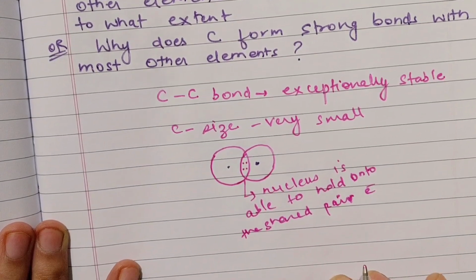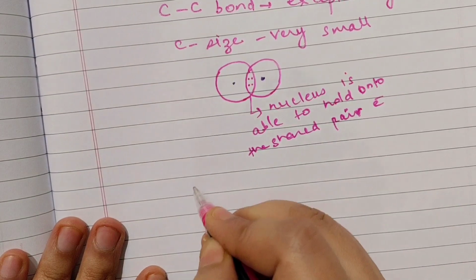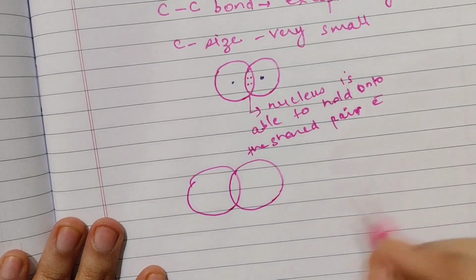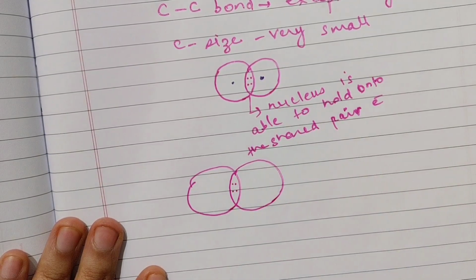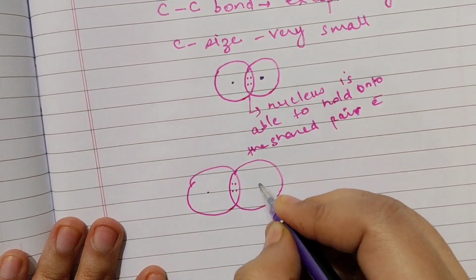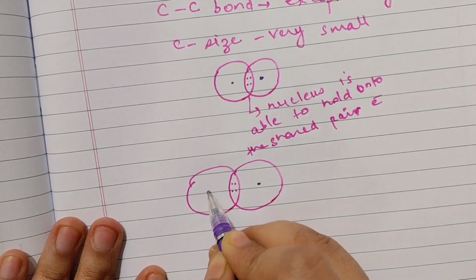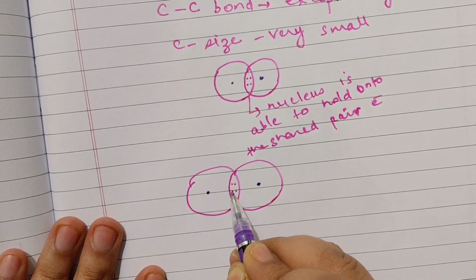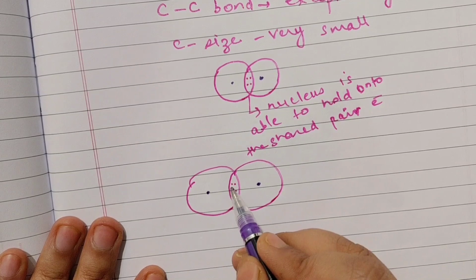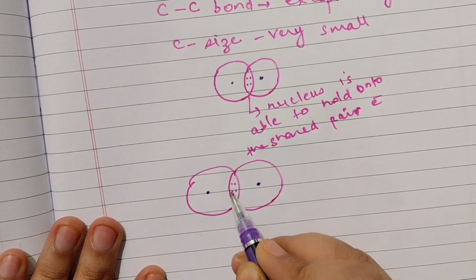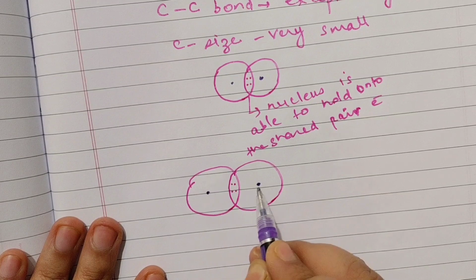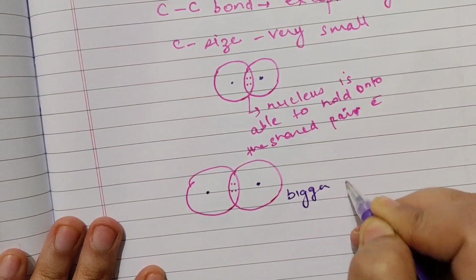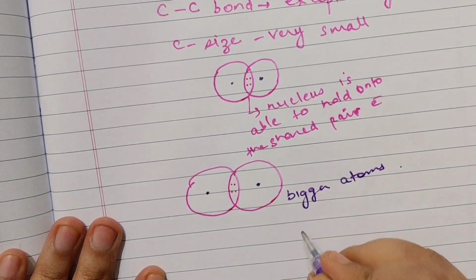Okay, but what if the size is larger? If the size is larger, let's say this. Okay, these are the electrons and these are the nucleus. Now see, nucleus is far from the shared pair of electrons. So the nucleus won't be able to exert as much pull. It won't be able to hold on to these shared pair of electrons very strongly. Okay, that is why this bond would be weak. Okay, bigger atoms means longer bond length.